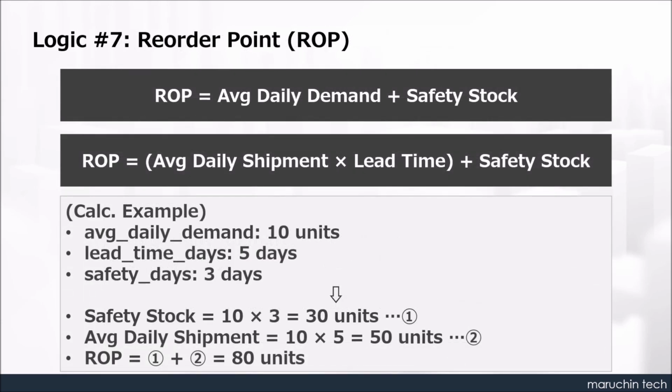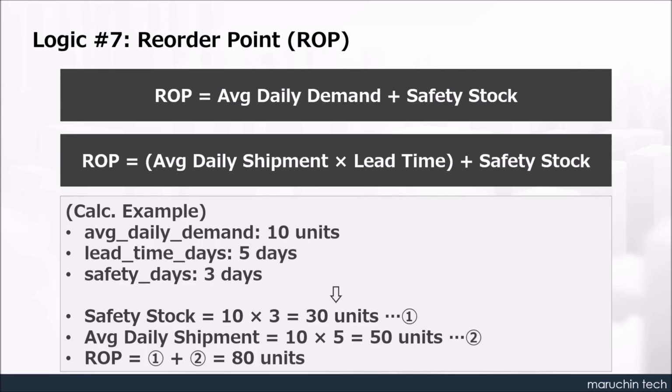Next is the calculation of the reorder point. The reorder point is the threshold at which an order is triggered when inventory falls below this number. The reorder point is the sum of the inventory consumed during lead time and the safety stock. The inventory consumed during lead time is calculated by multiplying the average daily shipment by the procurement lead time.